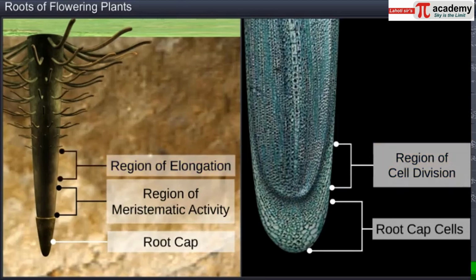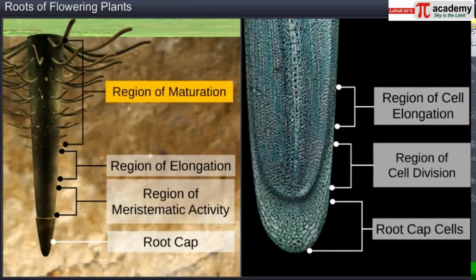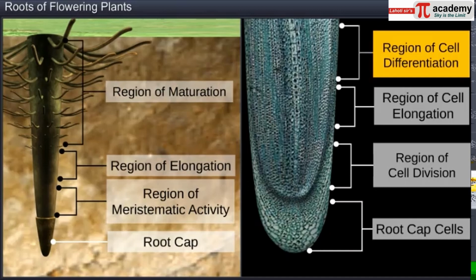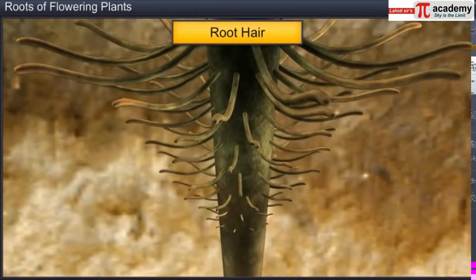The region of elongation has cells that undergo rapid enlargement and elongation that causes the root to grow in length. The region of maturation has elongated cells that differentiate and mature. The primary tissues and root hairs develop here. The root hairs are fine, delicate structures that emerge from the region of maturation and assist in the absorption of water and minerals for the plant from the soil.